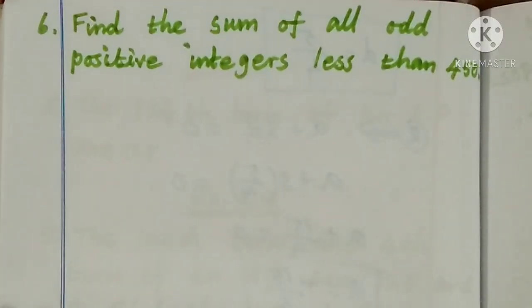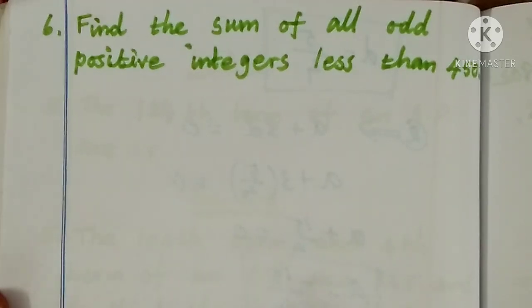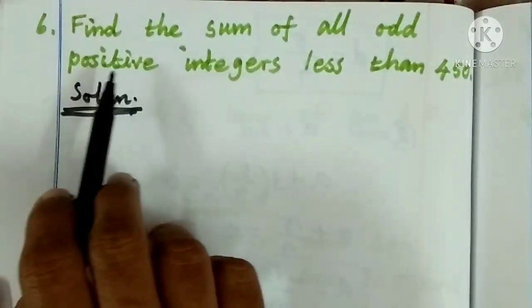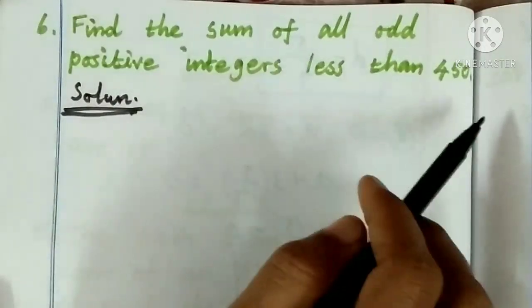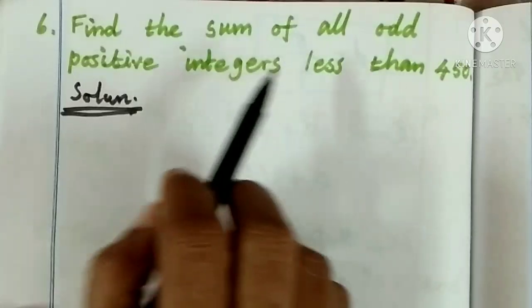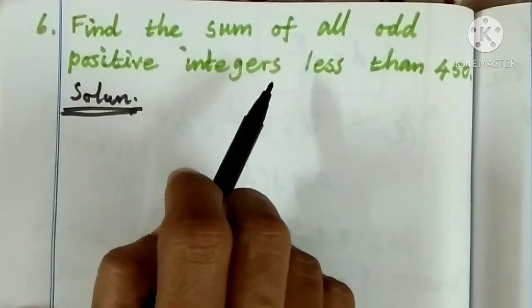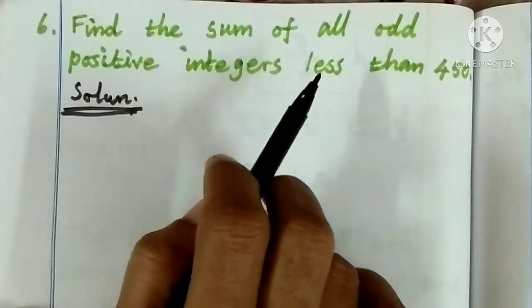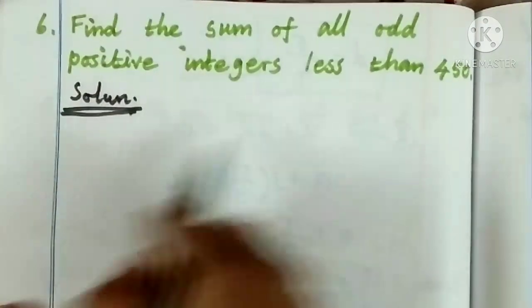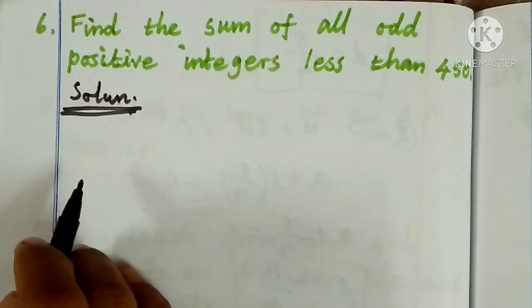Let us do the next sum, that is question number 6. See the question. Find the sum of all odd positive integers less than 450. Here we have to find the sum of odd positive integers which is below 450. Let us do the solution.